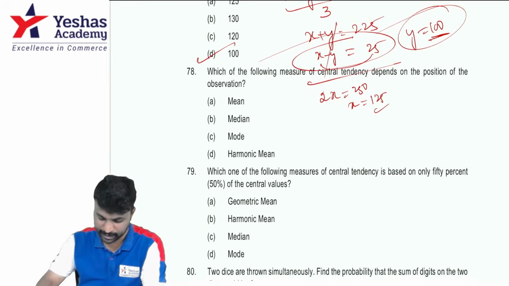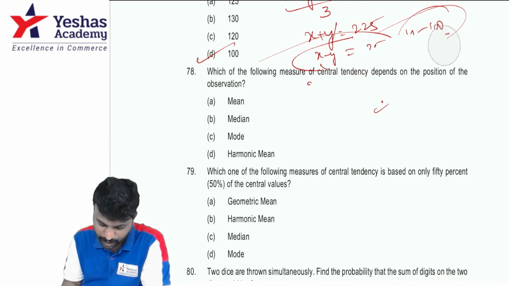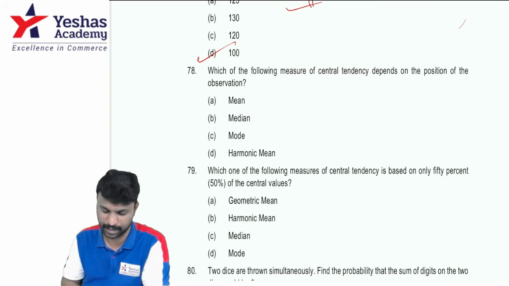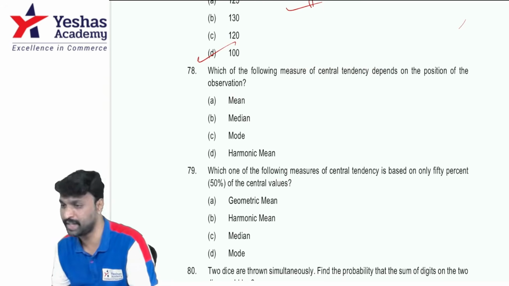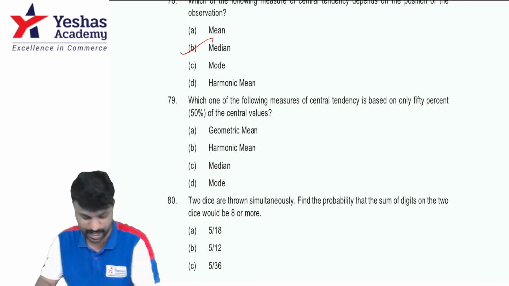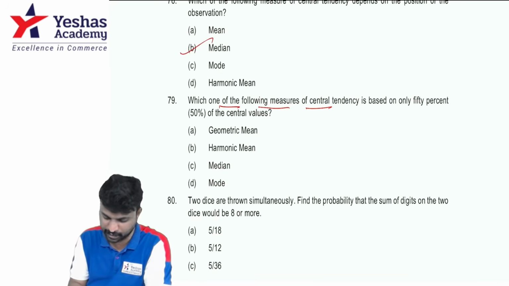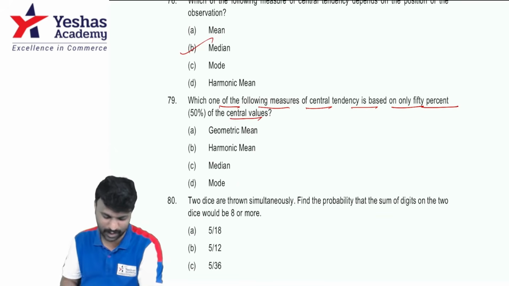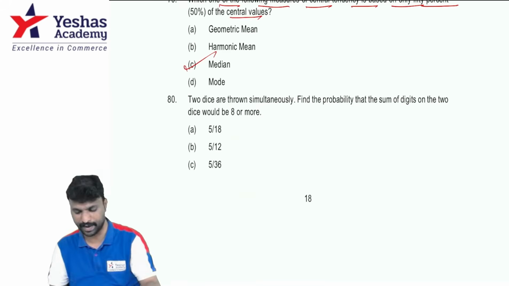Option D. 78th question. They're asking which of the following measures of central tendency depends upon the position of the observation. Which one is the positional average? I have discussed this in the class. It's the median. Median is regarded as the positional average. Which one of the following measures of central tendency is based on only 50% of the central values? It is the partitions or median. So option C is the right answer.